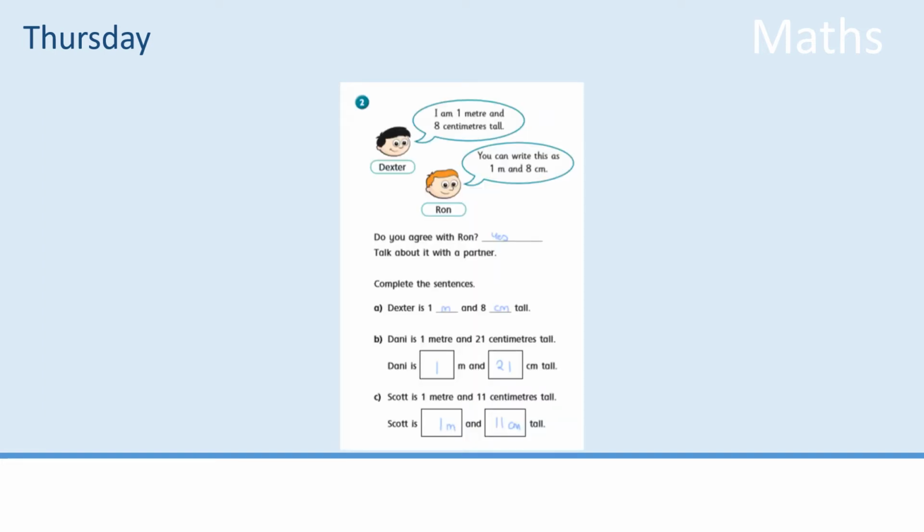So you can see here, do you agree with Ron? Yeah, I am 1 metre and 8 centimetres tall. And you can write that instead of writing the full metre, you can just write an M and your CM for centimetre. Remember, centimetre begins with a C, even though it sounds like an S. And then we've got Dexter is 1 m, 8 cm tall. Danny is 1 and they've already done the m for you and 21 and they've done the cm for you. And then Scott is, you've got to do the 1 and your m and your 11 and your cm.